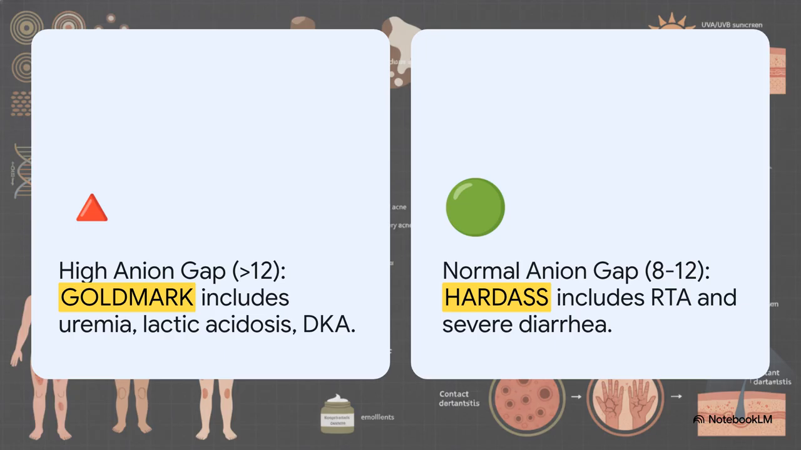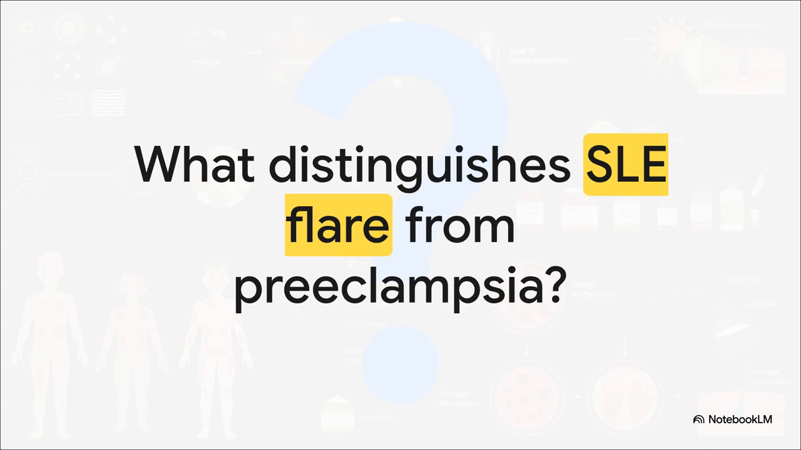But if you have a normal gap, say between 8 and 12, switch over to the hard-ass mnemonic. That's going to catch those test favorites like renal tubular acidosis or severe diarrhea. All right, let's test this with a classic board vignette.